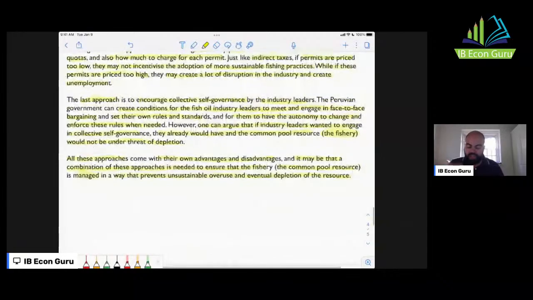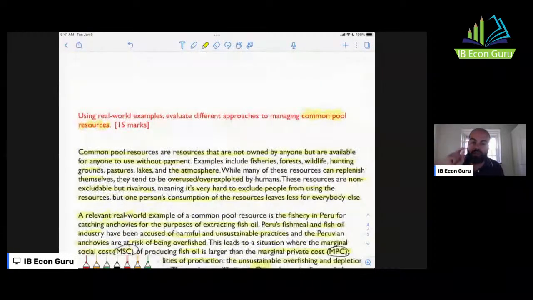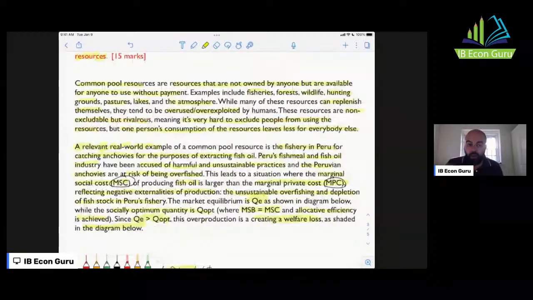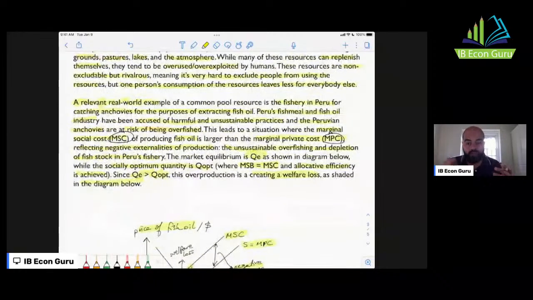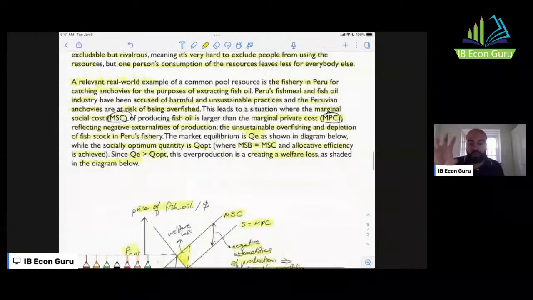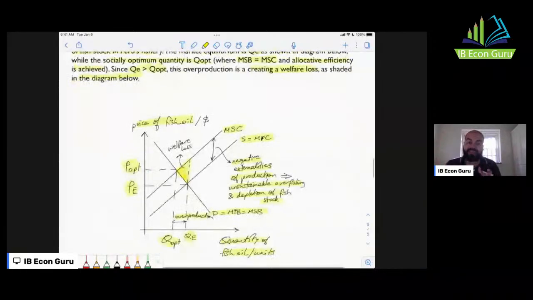After going through the essay, do you feel like I answered the question? Here's the question here. Using real world examples, evaluate different approaches to managing common pool resources. I started by defining common pool resources, explaining why common pool resources they face a threat of depletion or overexploitation. I quickly introduced my real world example, which is the fishery in Peru for catching anchovies. And I used the real world example to develop my explanation of the theory while explaining my diagram.